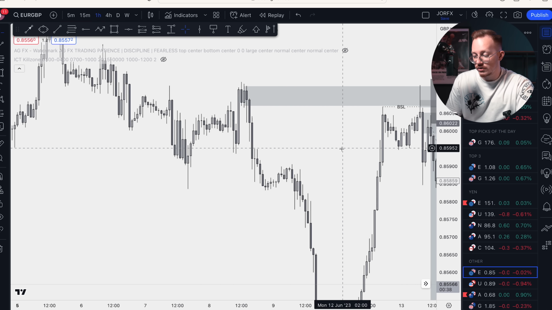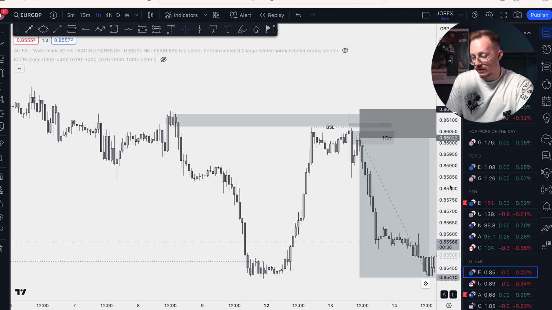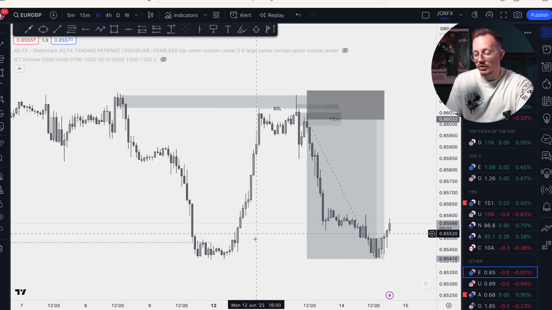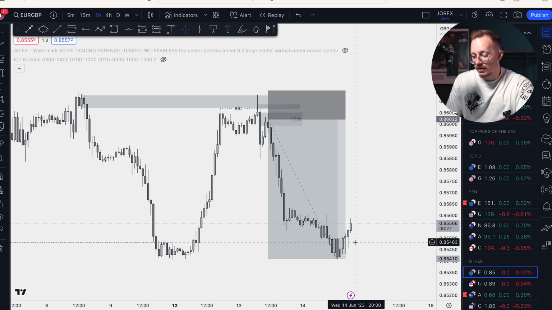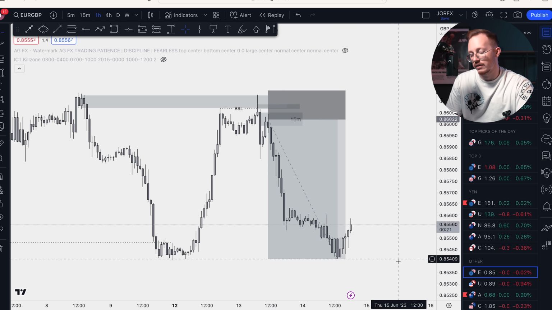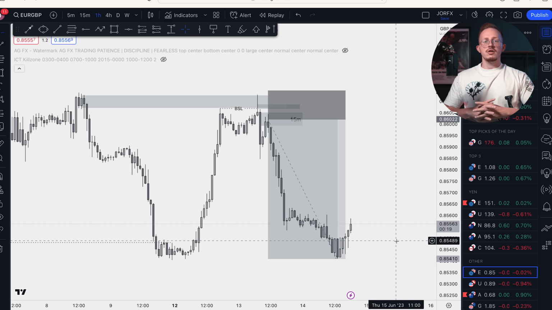And then again, what I told you in the last example on EU, if we are respecting this high, the next one that we are going to take out will be this low. And as you can see, to the pip it hit today, but now we're most probably up for a bit of a reversal and then go down from there. So guys, these were 2 examples.